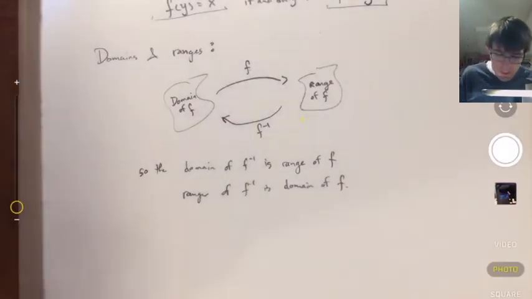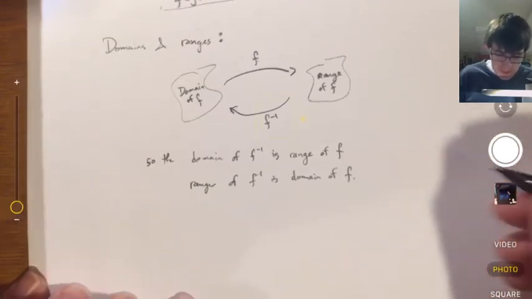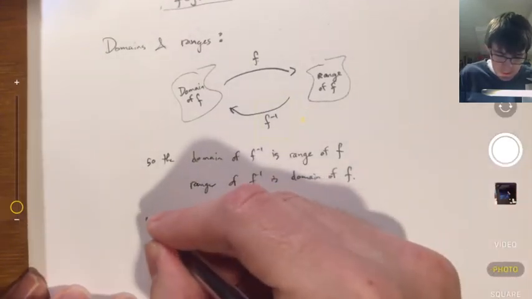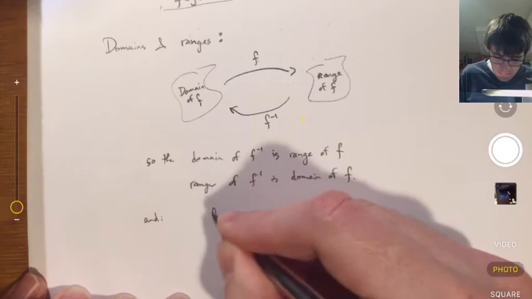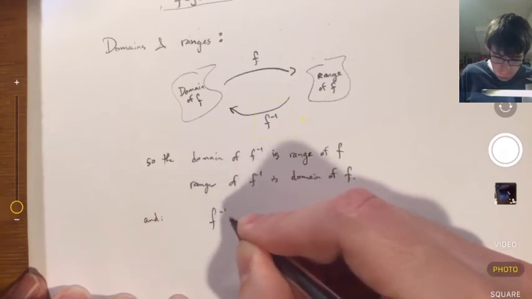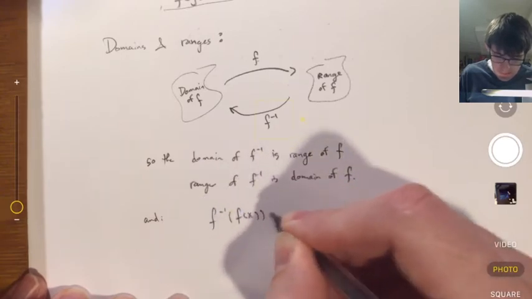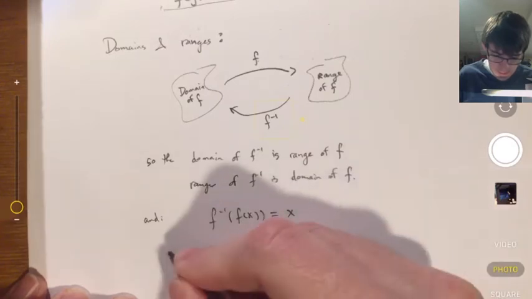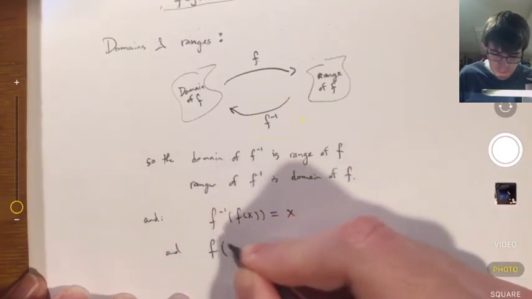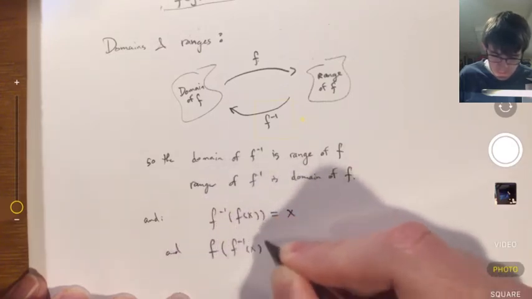Excellent. Another, more specific way to say this, and this is also something I said last time: f inverse of f of x is x again, and f of f inverse of x is x again.